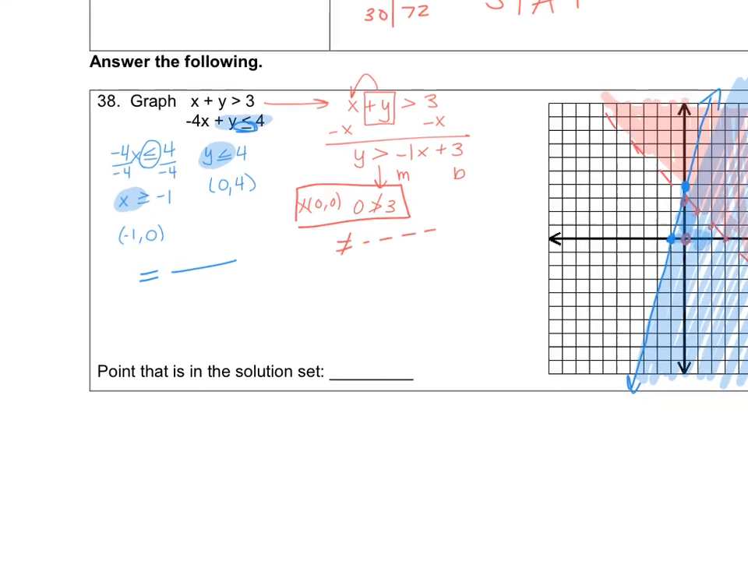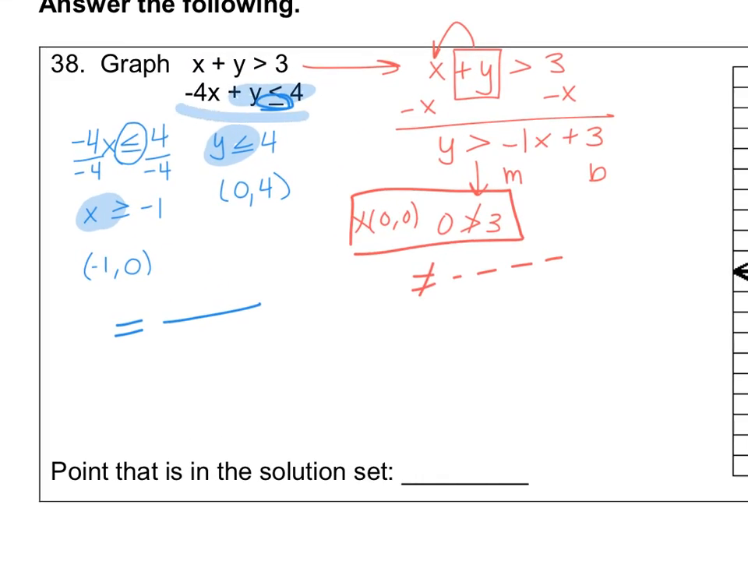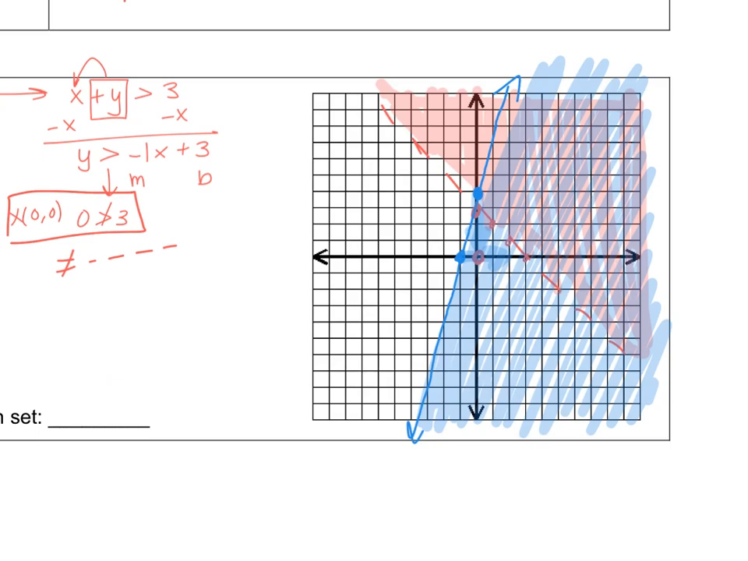The other way to test where that shading is, use that original equation. Check the point 0, 0 again, which means I would have negative 4 times 0 plus 0 is less than or equal to 4. So is 0 less than or equal to 4? Yes. So yes, 0, 0 is a part of it. And look, 0, 0 is in there.